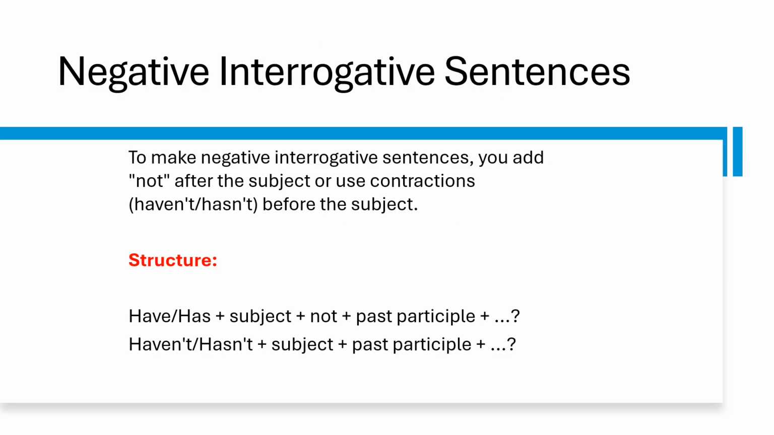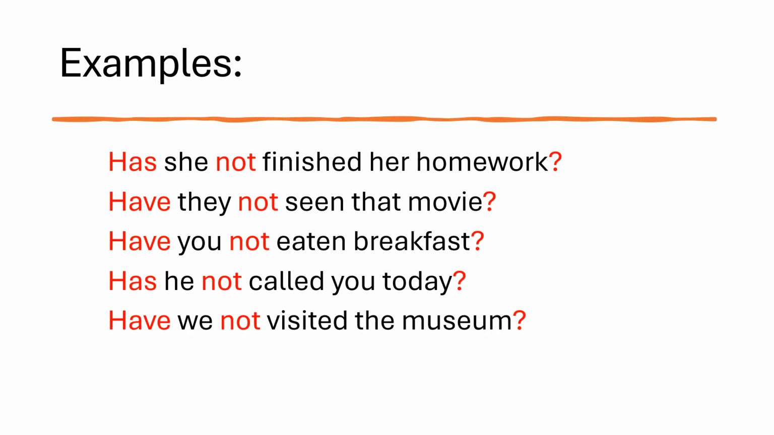Negative interrogative sentences. To make negative interrogative sentences, we will add not after the subject or use the contraction haven't or hasn't before the subject. Structure of negative interrogative sentences: have or has plus subject plus not plus past participle plus object, or haven't or hasn't plus subject plus past participle plus object. Examples: has she not finished her homework?